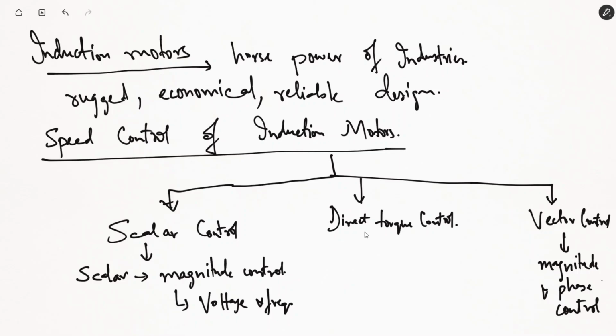Now there is a third type that has been introduced in the last decade or so. That is the direct torque control strategy. In the case of direct torque control, what we are doing is directly controlling the torque of the induction motor.